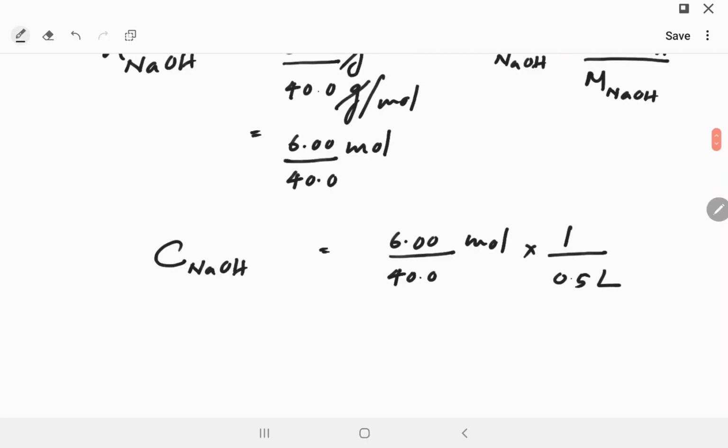So when you do this calculation, you will get the concentration. If you do the calculation correctly, it will be in moles per liter, and it will be 0.30 moles per liter, or you can write it as 0.300 M. That is it, guys. Very easy.